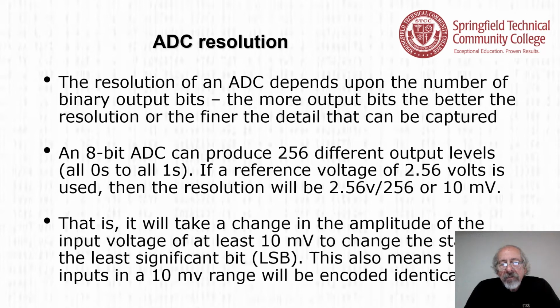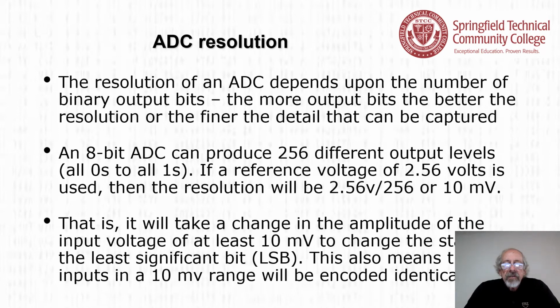And this gets us to the idea of ADC resolution. The resolution of an analog to digital converter depends upon the number of binary output bits. The more output bits, the better the resolution, the finer the detail that can be captured. An 8-bit ADC can produce 256 different output levels, all zeros to all ones. If a reference voltage of 2.56 volts is used, then the resolution will be that voltage divided by the number of levels, 256, or 10 millivolts.